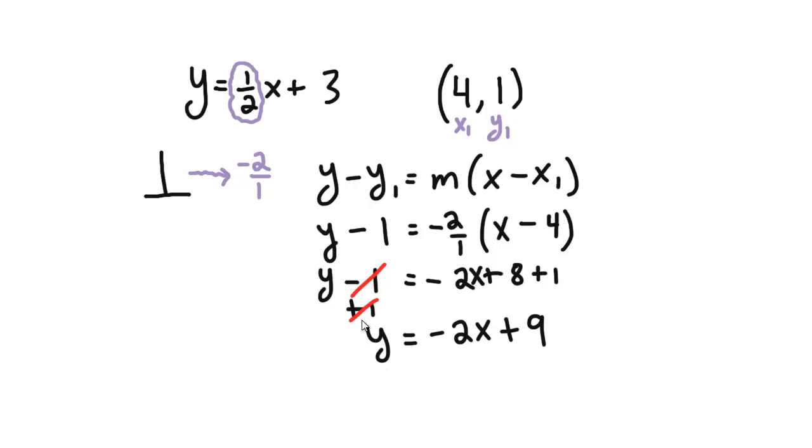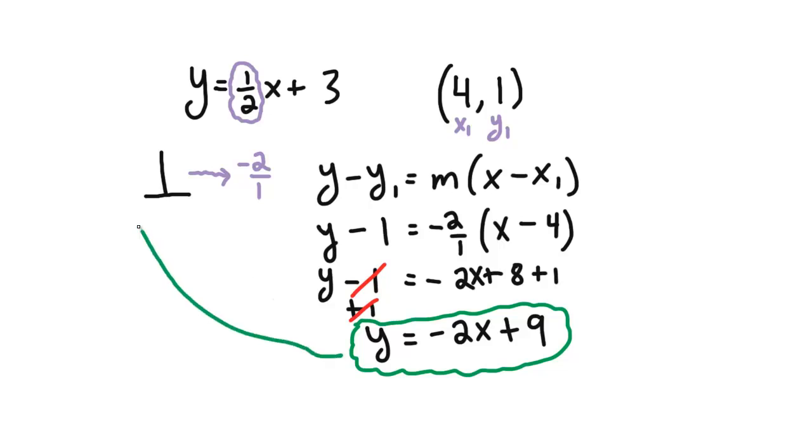So now we can conclude that this equation, y equals -2x plus 9, is perpendicular to the original equation, and it also passes through the point (4, 1). Alright?